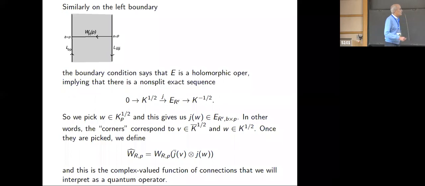Similarly, on the left boundary, the boundary condition tells us that E R prime has a subbundle K to the 1/2. So if we pick a vector in K to the 1/2, now the square root of the canonical bundle, we get a vector J of W in the fiber. And once they're picked, we have a complex valued function of connections that we'll interpret as a quantum operator. It's just the pairing applied to J bar of one vector tensored with J of the other vector.